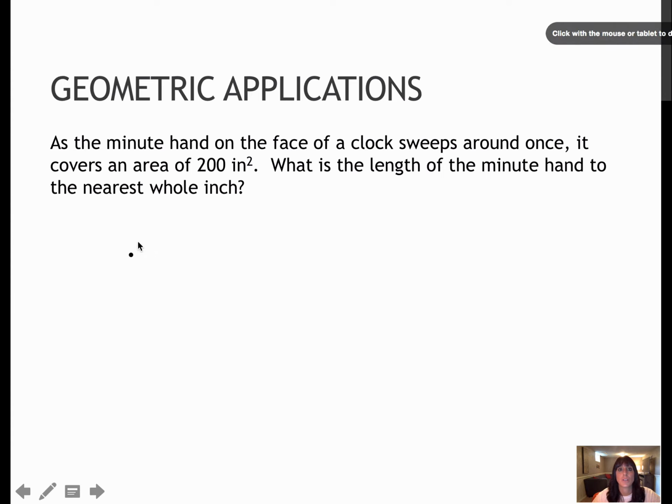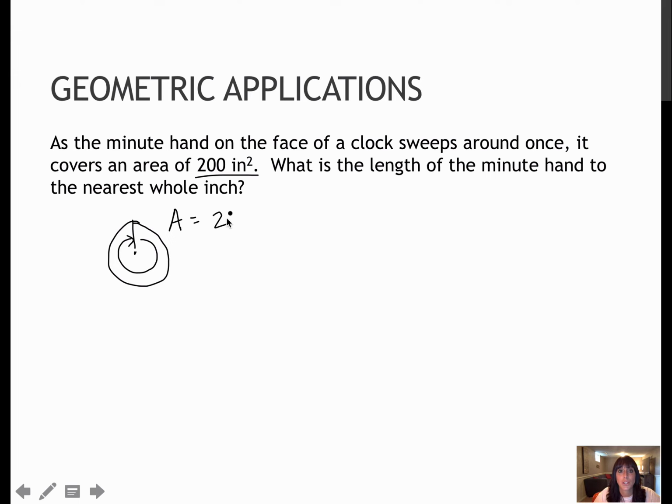This one's having to do with the circle. So we have a clock face and the minute hand, which of course is the long one. When it goes all the way around, it covers an area of 200 square inches, which is them telling us that the area of the circle is 200 square inches. They're asking what is the length of the minute hand. So the minute hand is the whole length of the clock from the center, which of course is a radius. So essentially they're saying, here's the area, find the radius.